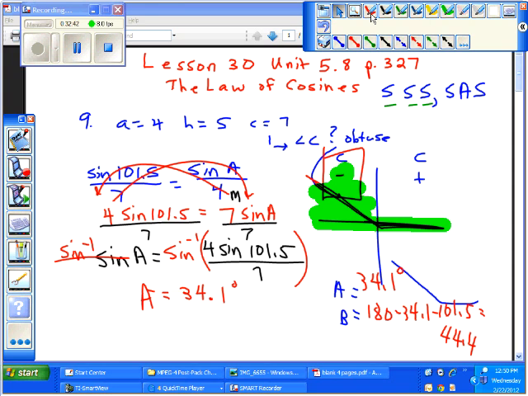When we had side angle side, we didn't have a choice of what to find first. When we had side side side, we did have a choice of what to find first. And we found the largest angle first. So when you're using law of sines and you have a choice, what do you choose? To find the smallest angle first. If you're using law of cosines and you have a choice, what do you choose? Find the largest angle first. Any questions on that? All right.